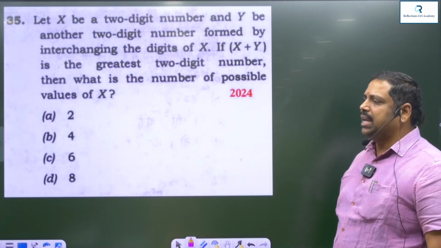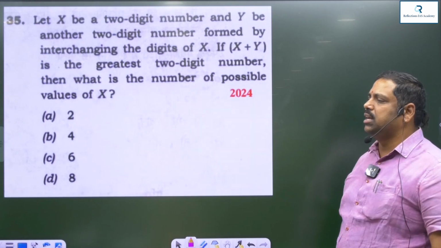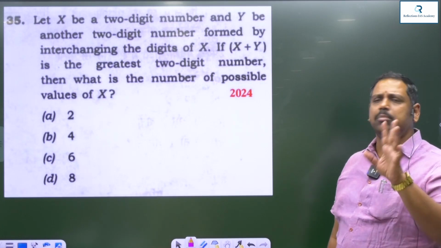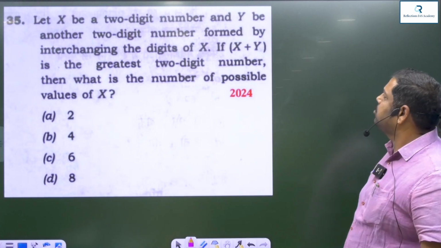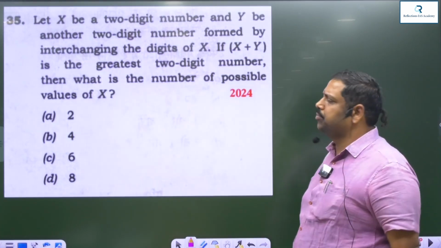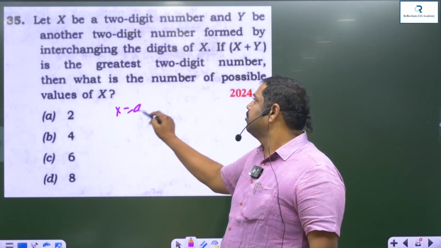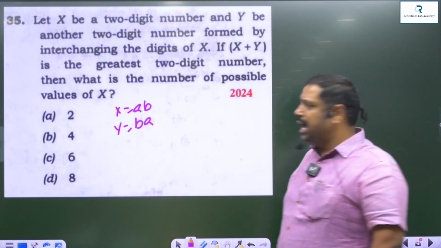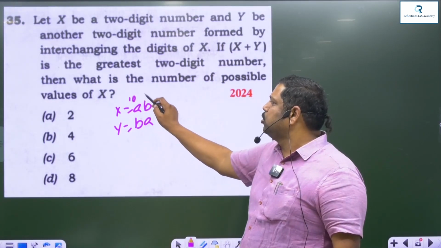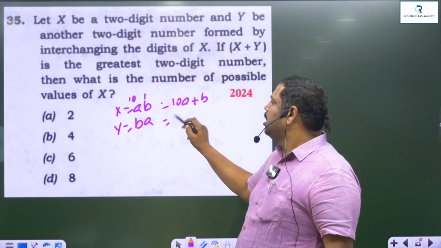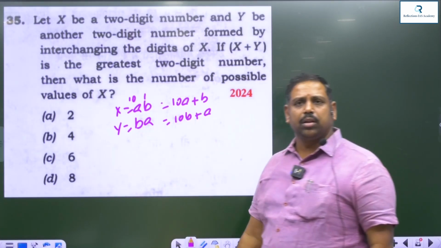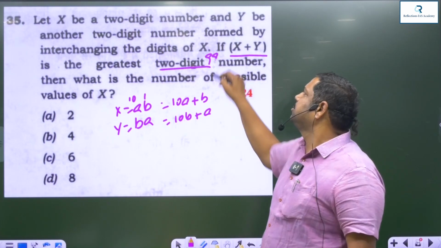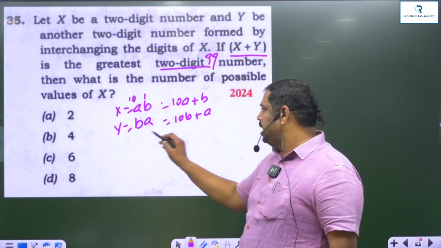Right. Let X be a 2-digit number and Y be another 2-digit number formed by interchanging the digits of X. Nothing but digits got interchanged, right or wrong? A, B and B, A. Okay. Next one. If X plus Y is the greatest 2-digit number, here AB if I take, and Y is equal to, say it loudly, BA. And this A is the tens digit, this is the units place, means I can write it as 10A plus B and this is 10B plus A, right? He said X plus Y is the greatest two-digit number. Greatest two-digit number means 99.